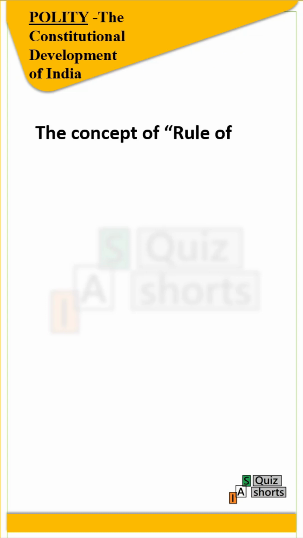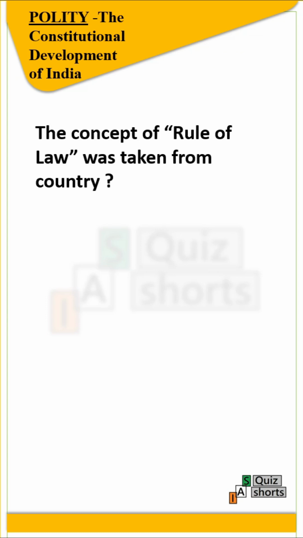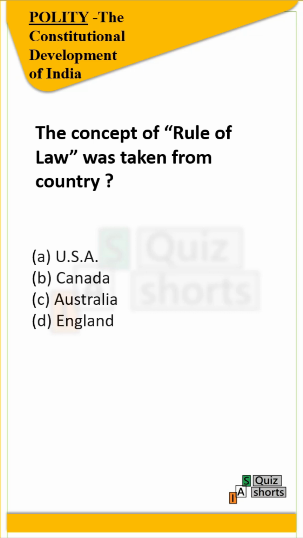The concept of rule of law was taken from which country? Option A, USA. Option B, Canada. Option C, Australia. Option D, England.